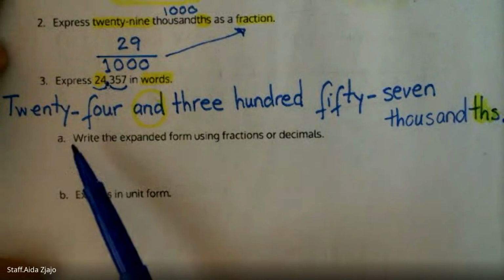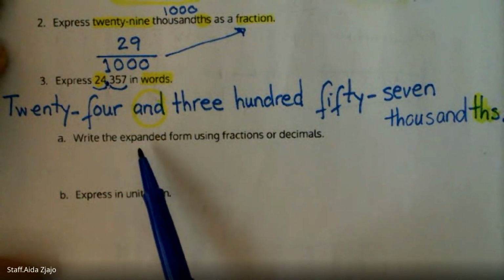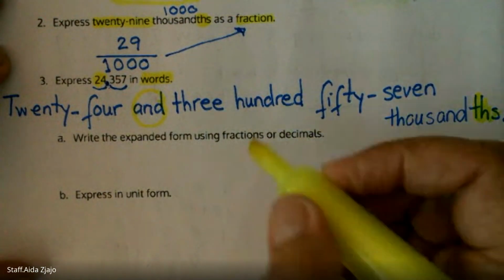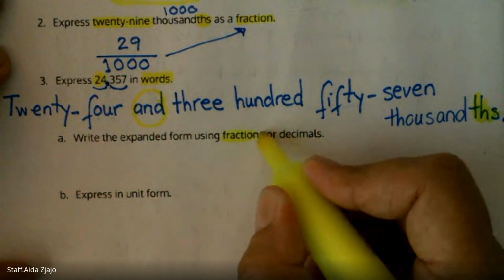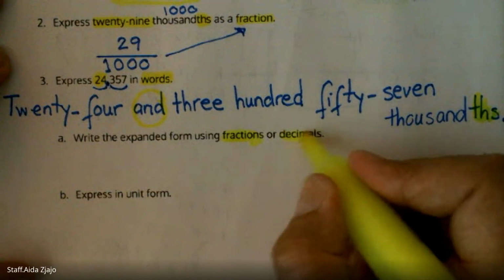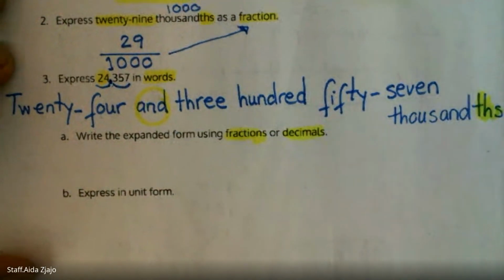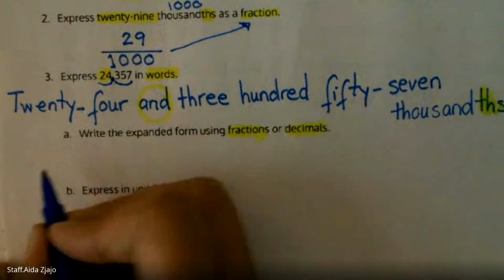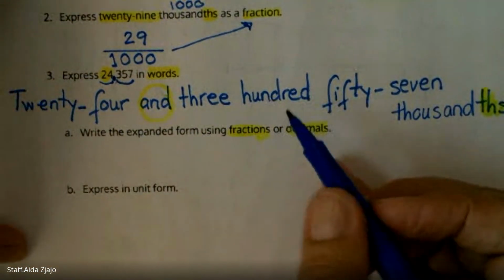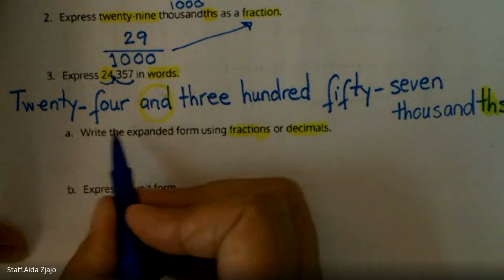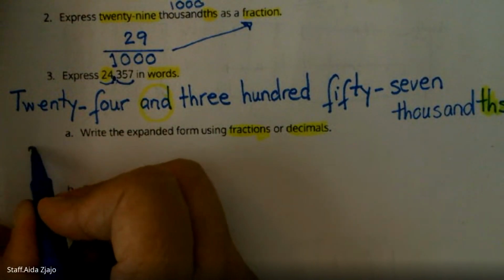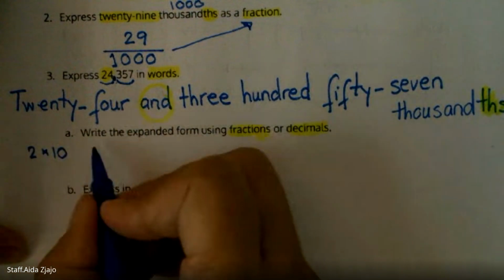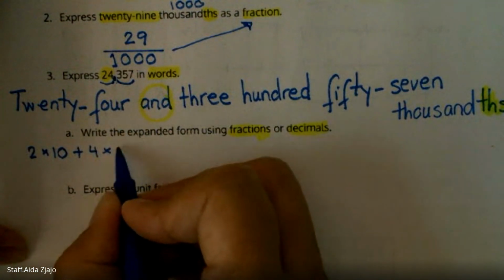And that is number 3. Okay. Now number 4: write expanded form using fractions or decimals. We're going to use both, fractions and decimals, to make sure that you understand both. The first part would be practically the same. You can say 2 times 10 and then plus 4 times 1.